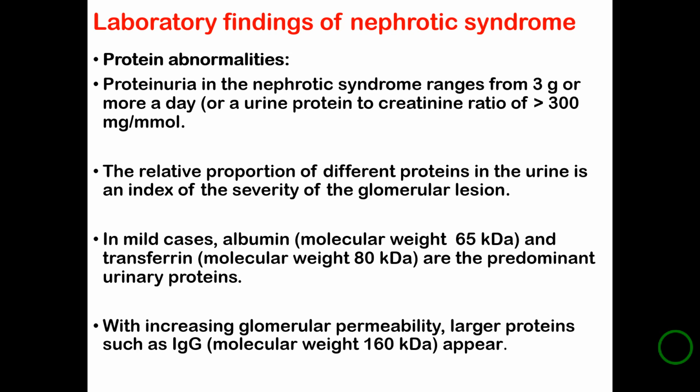Later on, with advanced disease, there will be an increase even in the immunoglobulins, which are very large proteins. For example, IgG: the molecular weight is twice that of transferrin and more than twice the weight of albumin. So the selectivity of the protein that appears in the urine can give an idea about the severity of the damage.